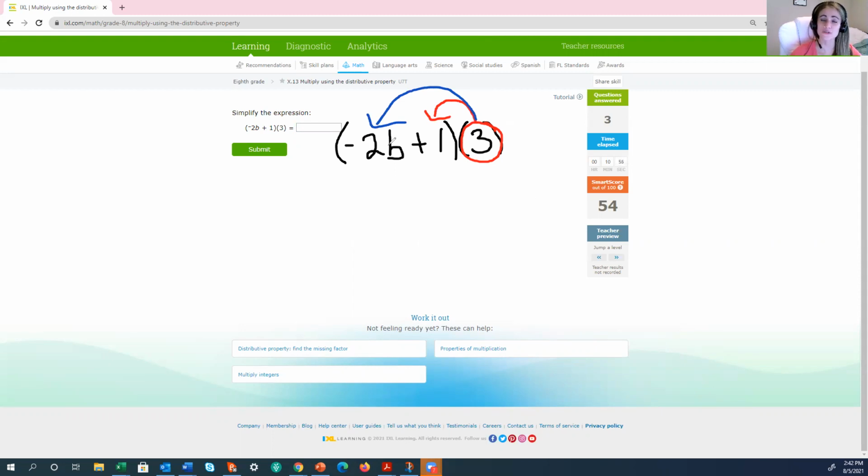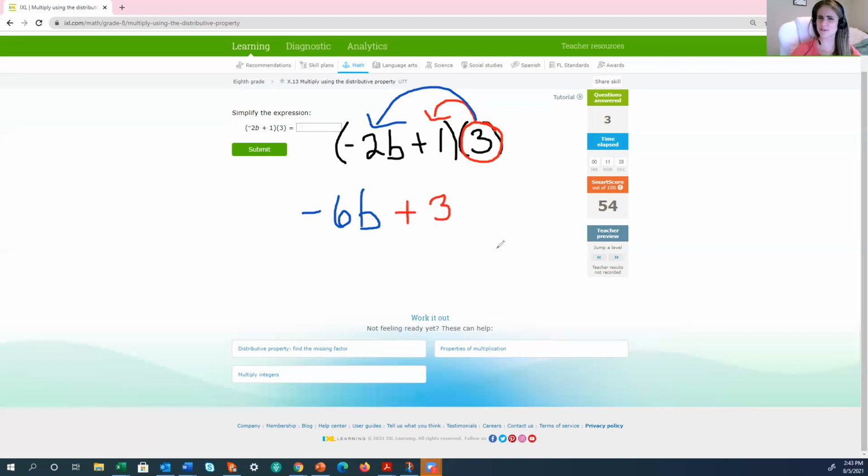So 3 times negative 2b. Ooh, our multiplication rules of integers, if they have the same sign, your answer is positive. If they have different signs, your answer is negative. So what will it be? It'll be negative because we have a negative 2b and a positive 3. They have different signs, so our answer will be negative. What is 3 times negative 2b? Negative 6b. And let me try to make sure you can tell my b from my 6. And then 3 times a plus 1, so a positive 1, would be 3.